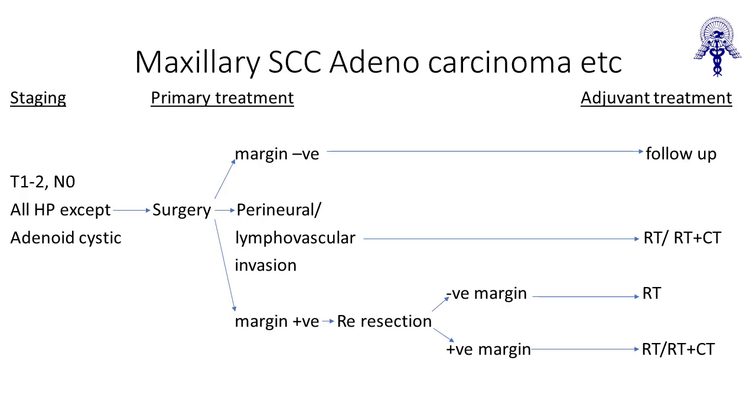Next, we come to maxillary tumors. Again, T1 to T2, N0, surgery is the treatment of choice. All histopathology except adenoid cystic, squamous cell carcinoma, adenocarcinoma, go for surgery, negative margin, follow-up. Perineural or adverse features, concurrent RT post-op adjuvant. Margin positive, re-resection, again try to resect it, again negative margin, radiotherapy. Positive margin, radiotherapy or chemotherapy.